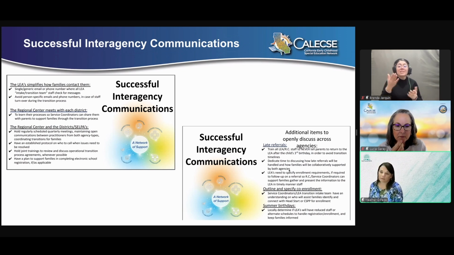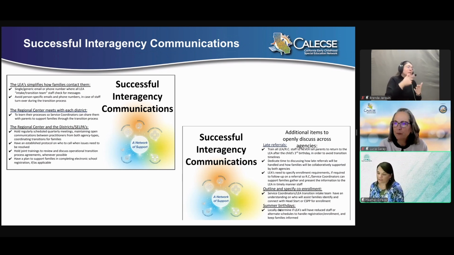And then the late referrals. You need to have that discussion of how are we going to handle late referrals? How are they notified? In our referral system, there's a separate folder for late referrals for each LEA, so they clearly know, hey, this one's late, you need to pay attention to that one.